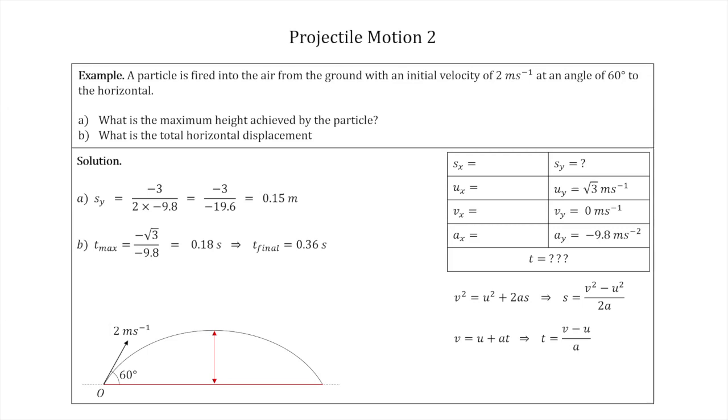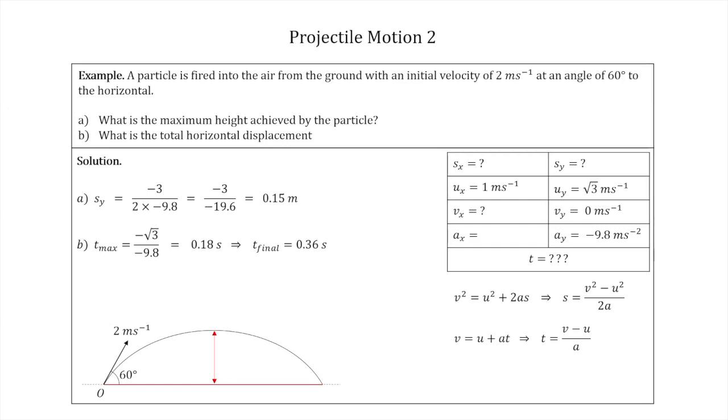So now we need to think about the horizontal components of these various variables, because we need to try and find s sub x, the horizontal displacement. So let's think about these things in turn. Well, s sub x, if you look at my table, I don't know what that is. That's exactly what I'm trying to find. Now, u sub x, that's its initial velocity, the horizontal component. Again, in the last video, we found this, and it was 1. So watch that video if you haven't seen it, but it was 1 meter per second.